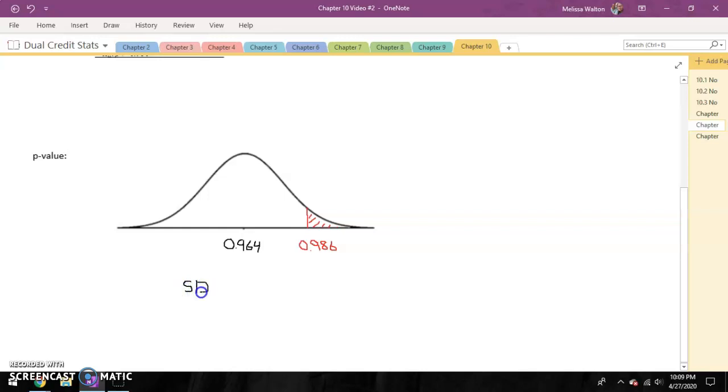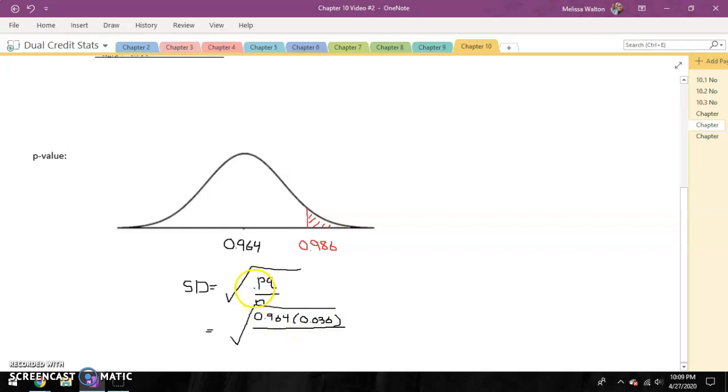Well, our standard deviation is going to be the square root of PQ over N. All right, so we are expecting 96.4%, so 0.964. If 96.4% of orders are accurate, that means right about 3.6% of orders are not. It can't be perfect.